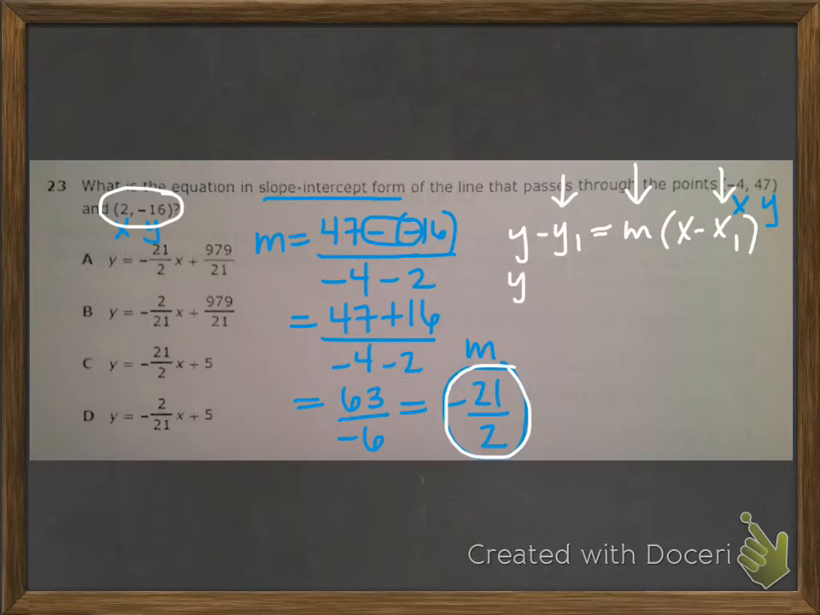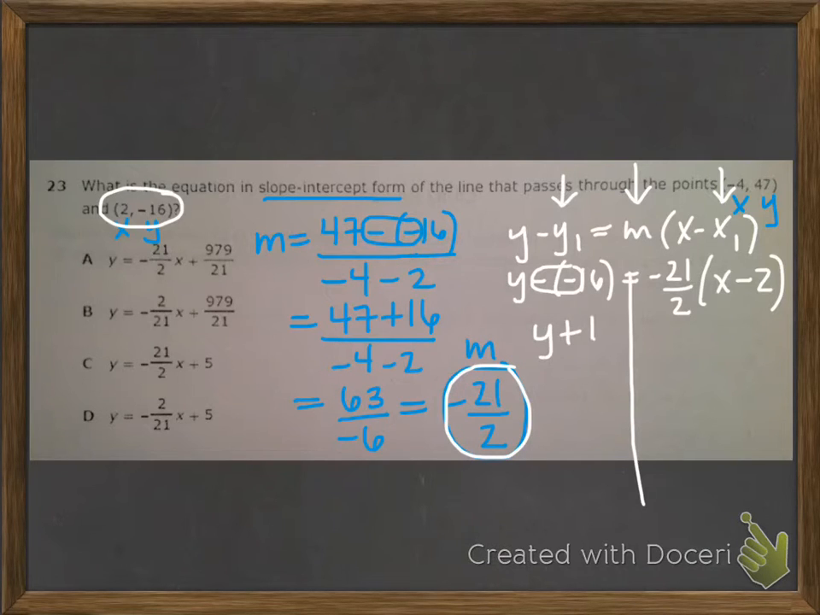So let's go ahead and plug in what we know. Y minus my y1 is going to be -16 equals, my m is -21 over 2, parentheses, x minus, my x value is 2. Okay, now I just want to clean it up a little bit. On the left, the minus negative is the same as plus, so I have y plus 16 equals. On the right, I need to distribute that -21 halves. -21 halves times x is -21 halves x. -21 halves times -2, I could put the -2 over 1 and I can multiply my numerators.